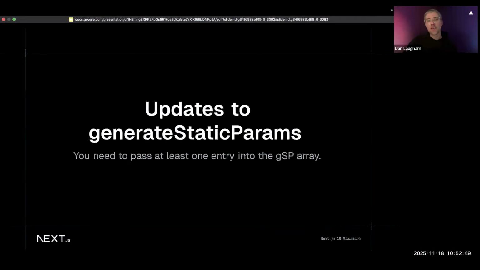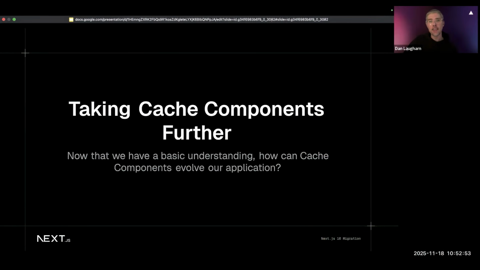So we showed updating the footer, we showed updating generate static params, but taking cache components further, now that we have a basic understanding, how can we evolve our application? The easiest way to do it is probably just going to be to mess around with cache components. You have a code freeze coming up. It's a great time to look into how these things are working.